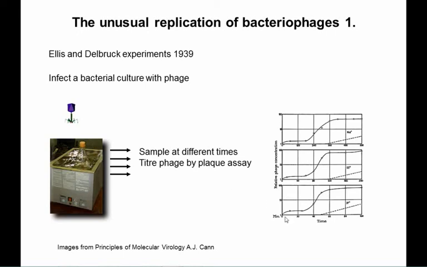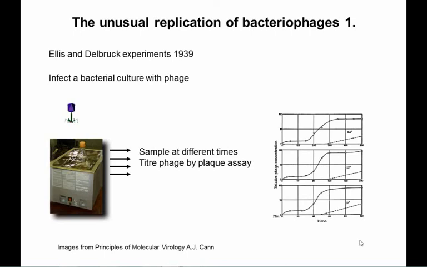So if you do that, then you get this kind of graph. These came from the original paper. So this is time here, and this is the log of the number of infectious virus particles. For about 10, 15 minutes, nothing happens. Then they suddenly grow very fast, and then you get a kind of plateau. It's a very typical one-step growth curve that you get for a bacteriophage. And generally speaking, other lytic viruses do the same thing.